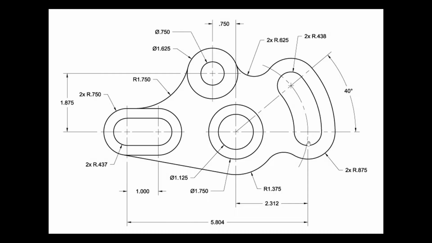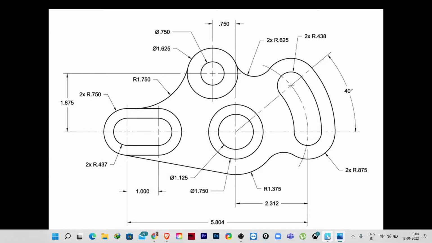Now let us check what are the circles we have. So we have two circles of radius 0.437. So these inner circles, you can see these circles are of radius 0.437. Okay, and the outer circles are of 0.750. Okay, so let us draw 0.437 and 0.750.